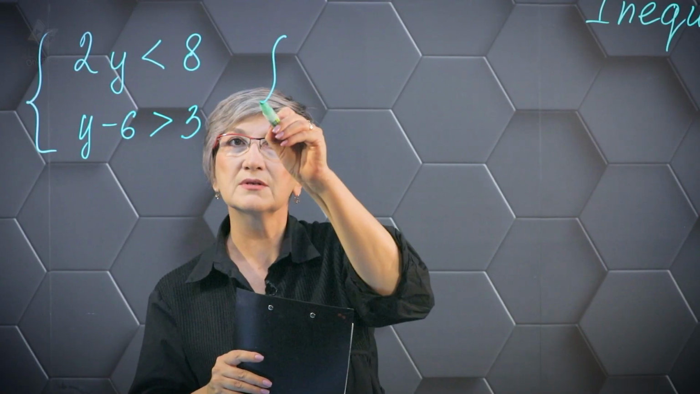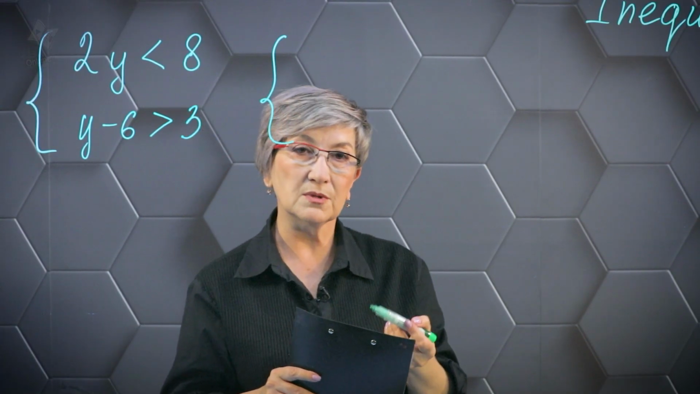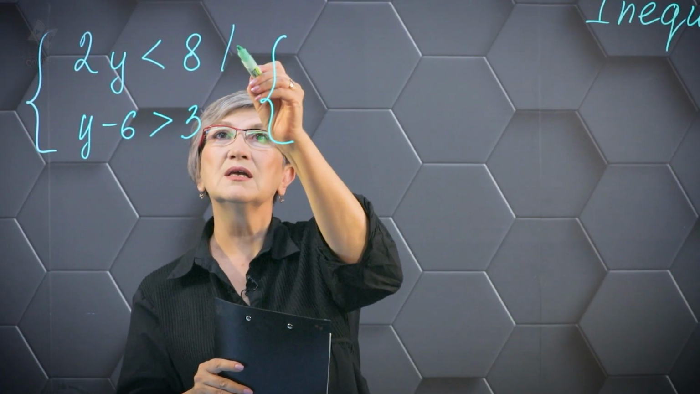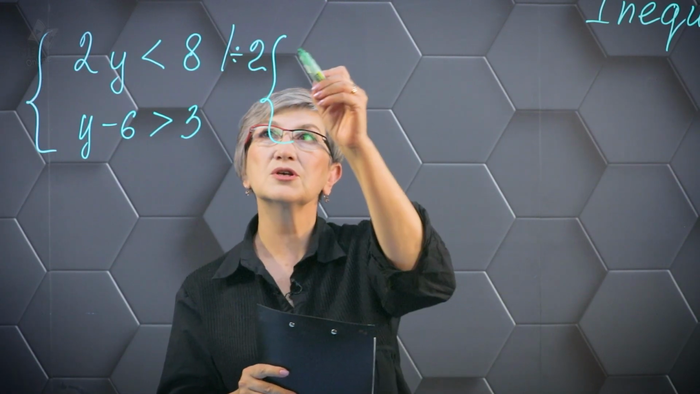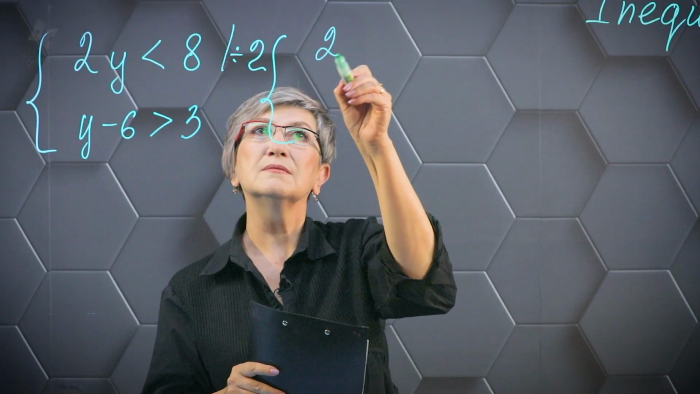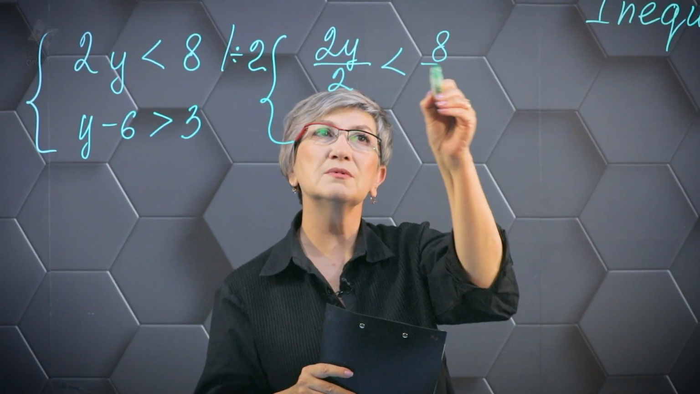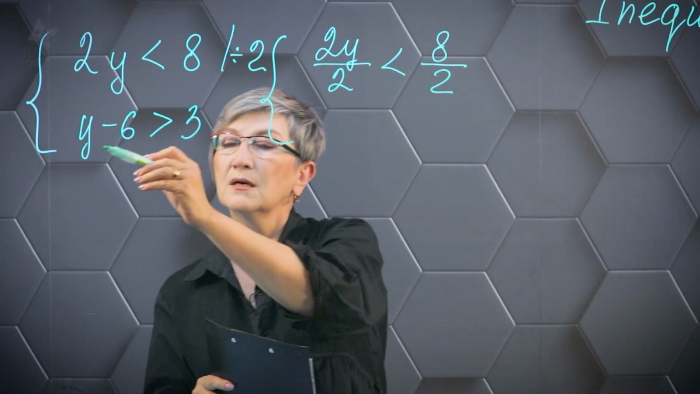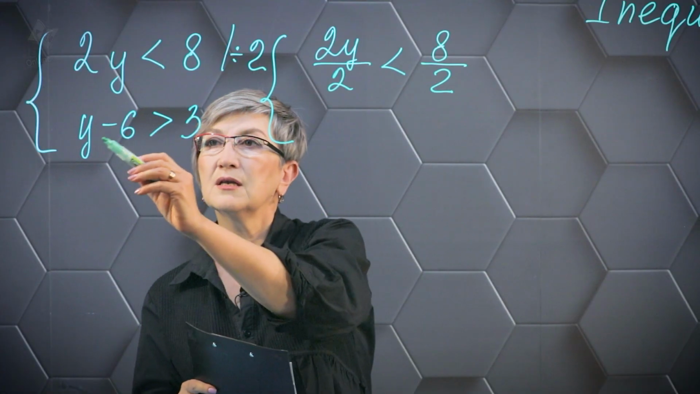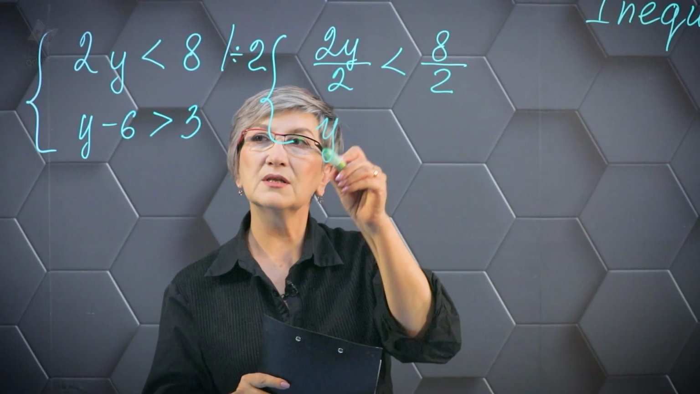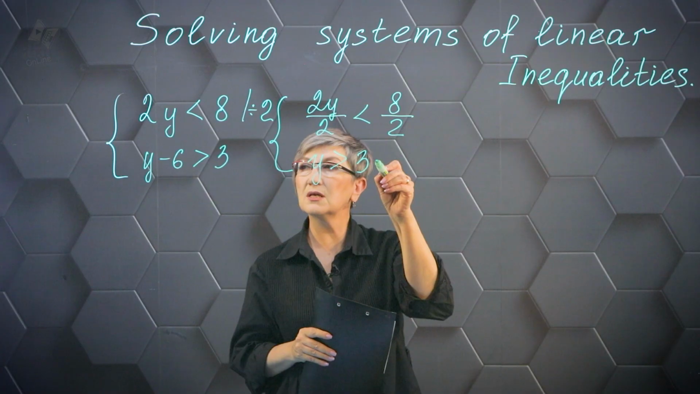We will solve the first inequality together. 2 multiplied by y is less than 8. To solve this inequality, I have to divide both sides by 2. What results from this? 2y, I should divide by 2. I divide 8 by 2. Now let's solve the second inequality. y minus 6 is greater than 3. In this case, we move 6 to the right side, resulting in 3 plus 6.